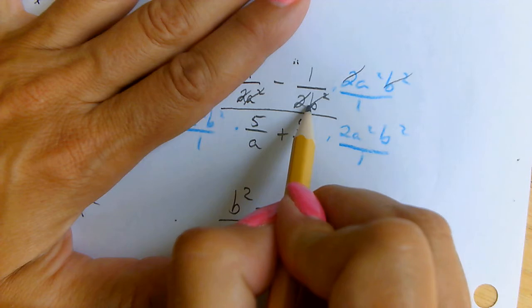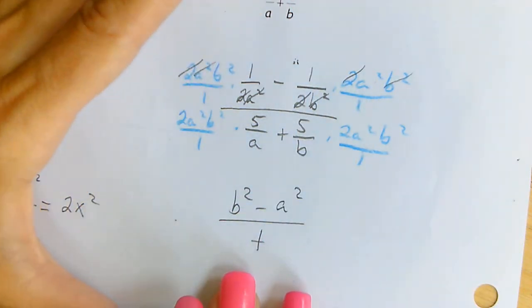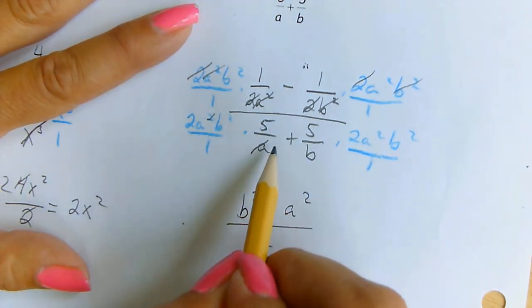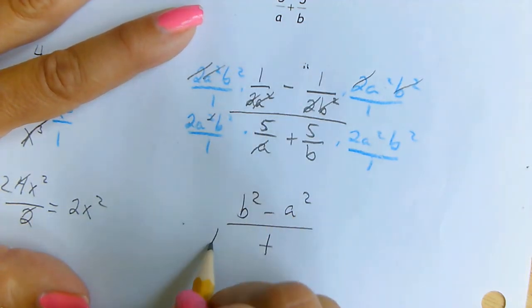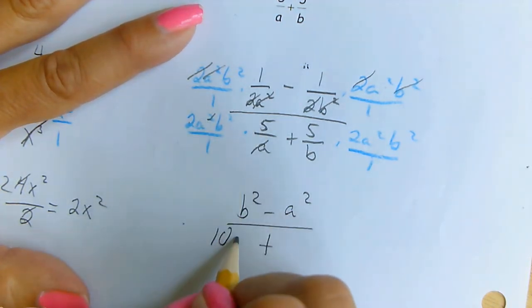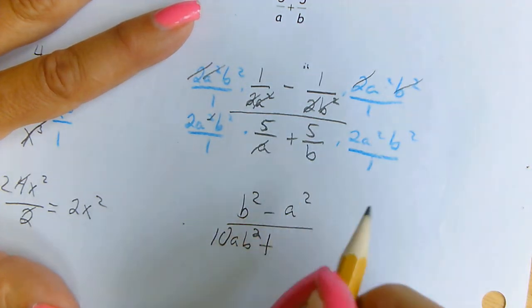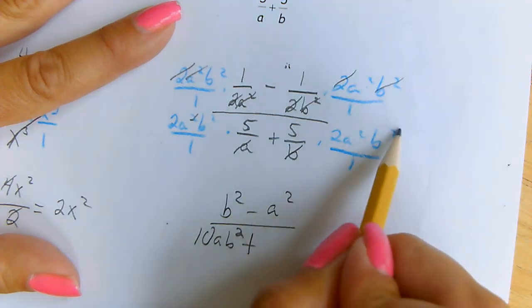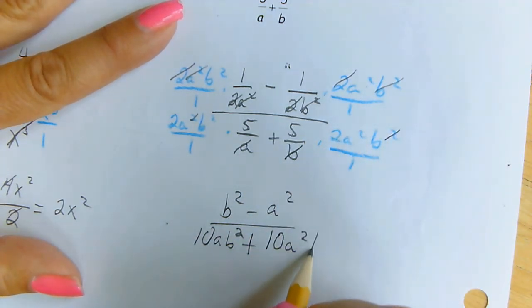2's b squared, I'm left with a squared times 1. Down here, only one of my a's will divide out. So let's be careful. I'm left with 5 times 2, which is 10, and a, and b squared. Here, again, just one of my b's will go away. I'm left with 10 a squared b.